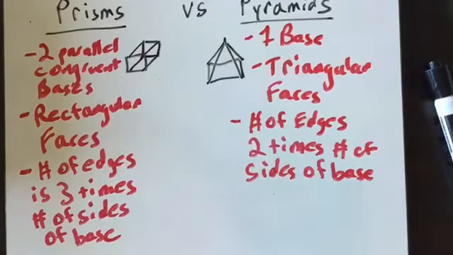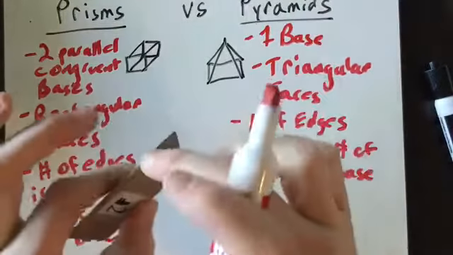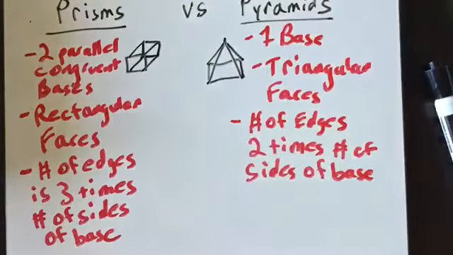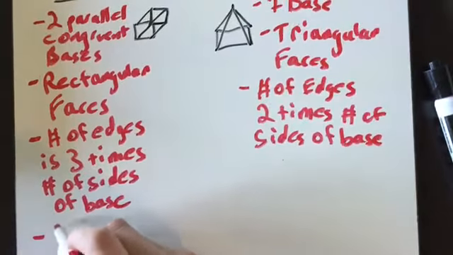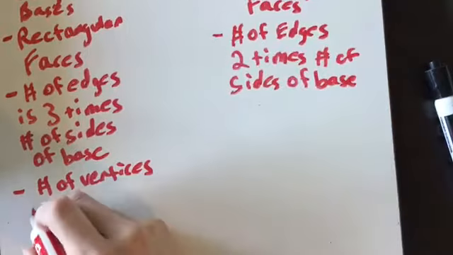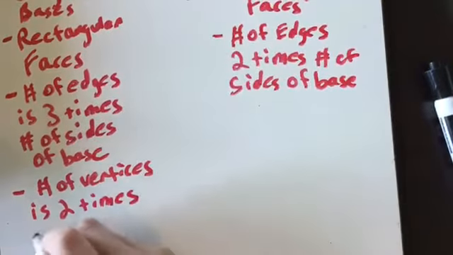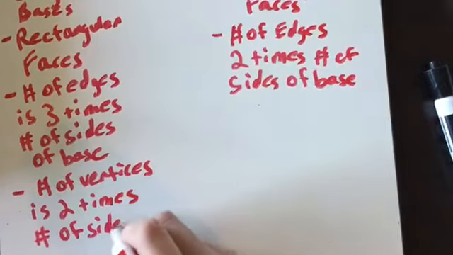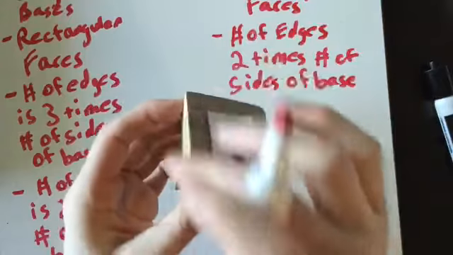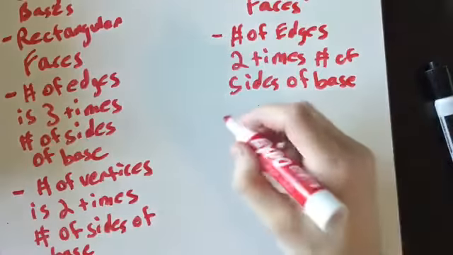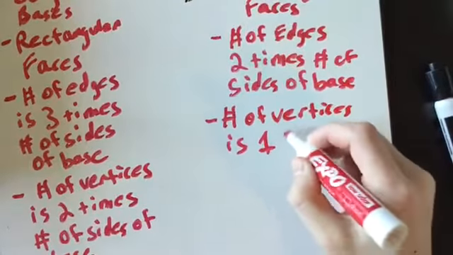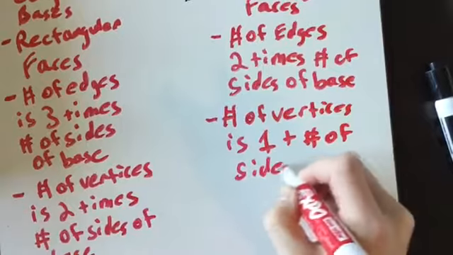We can also look at a relationship of the number of vertices, those corner points. Triangular prism has 3 on one base, 3 on the other. So we can think of that as 2 times the number of sides. So number of vertices is 2 times the number of sides of the base. On our pyramid, it'll be the number of sides of the base plus 1, plus that top guy. So on the pyramid, number of vertices is 1 plus number of sides of the base.